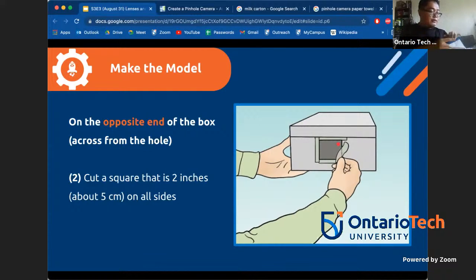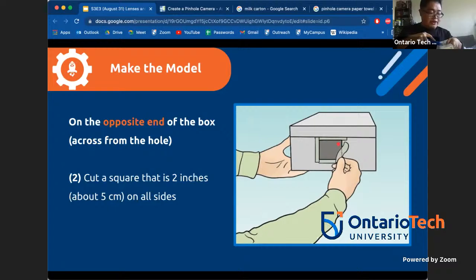This is a cool pinhole camera. It's not the most perfect square, but it's a good estimate, as you want to make a rough prototype of your model. Is everyone cutting their square out? Anyone have any questions?